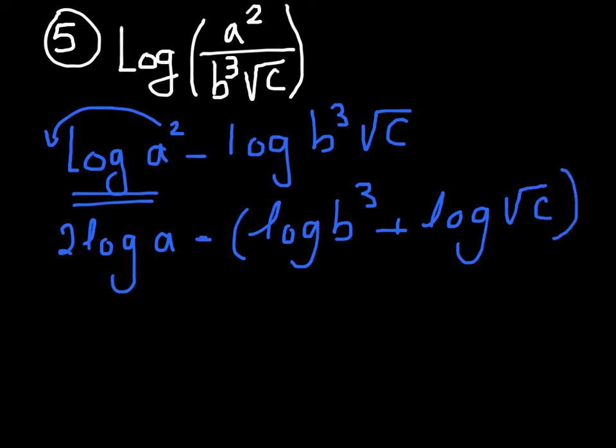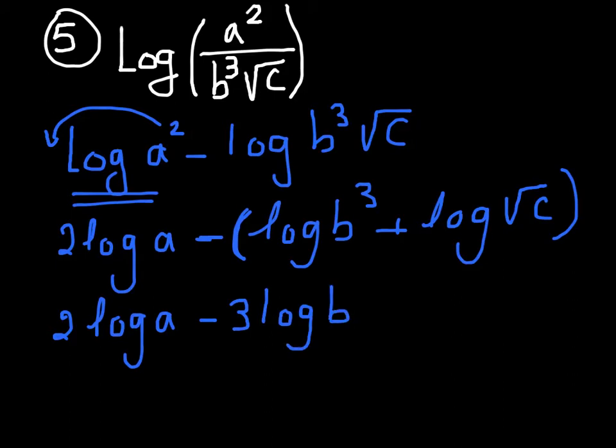Now remember, you have to put the negative here in the parentheses. To expand some more, getting rid of the exponents, that will give you negative 3 log of b, and this will give you negative 1/2 log of c.